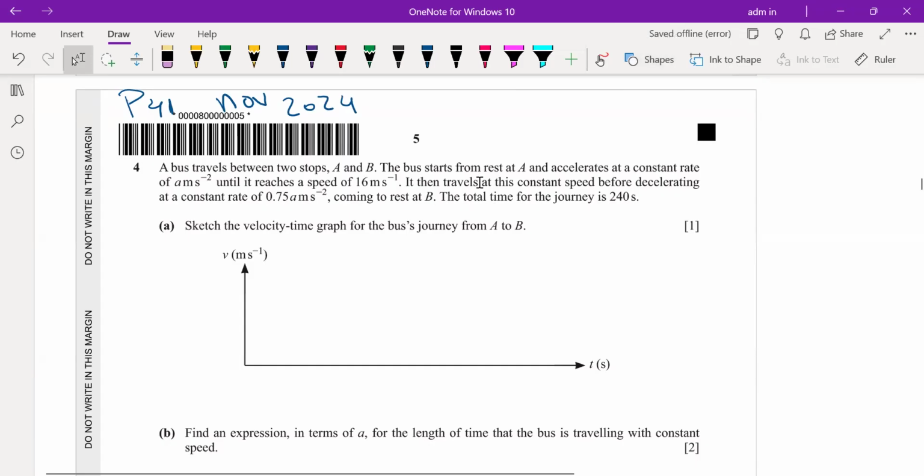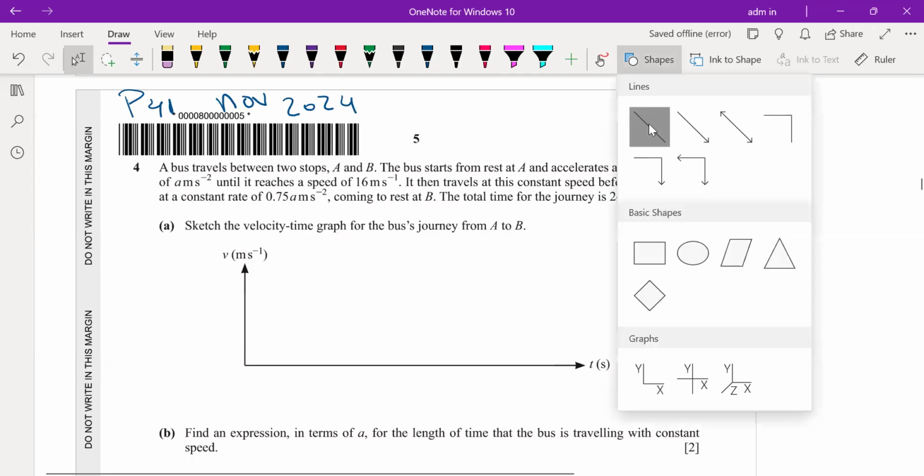The bus starts from rest at A and accelerates at a constant rate of A until it reaches a speed of 16 meters per second. It then travels at this constant speed before decelerating at a constant rate of 0.75 A, coming to rest at B. The total time for the journey is 240. Sketch the velocity time graph.